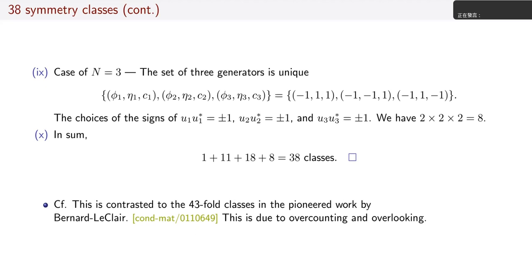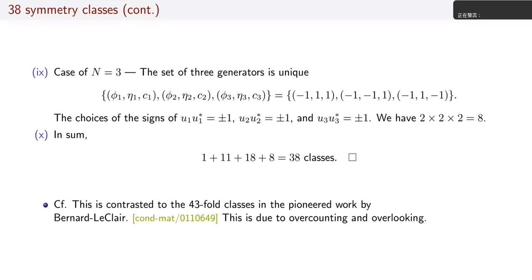Okay, so this is the end of the proof of the classification of symmetry classes in non-Hermitian systems. This is a side remark. In the pioneering work by Bernard and LeClair almost 20 years back, they discussed the 43-fold classification in non-Hermitian matrices and discussed the properties as random matrices and Dirac Hamiltonians.